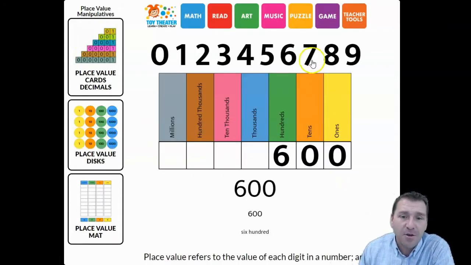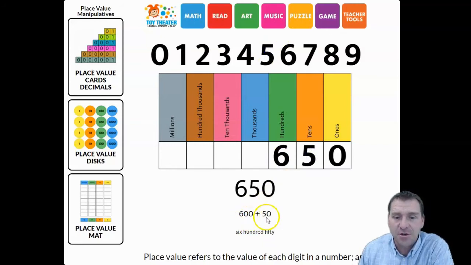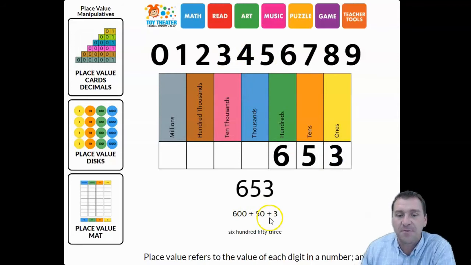Here's a cool place value one that you can show, hey, this is 600. It shows you the words. It shows you exactly place value. If I put it to be 650, shows you expanded form. That's kind of cool. Here's 653. It shows you expanded form.